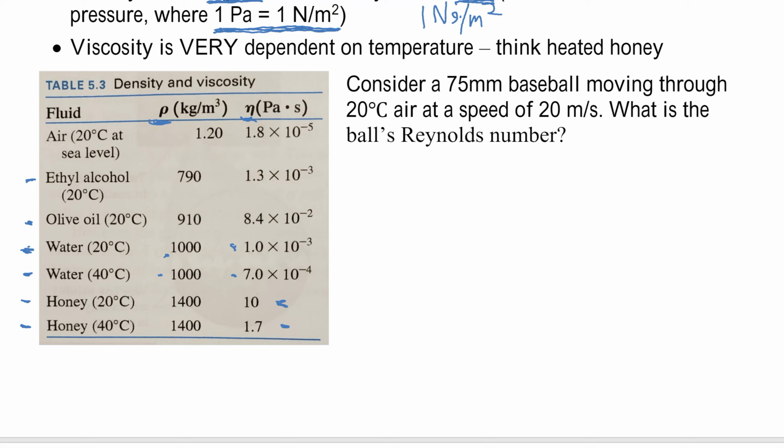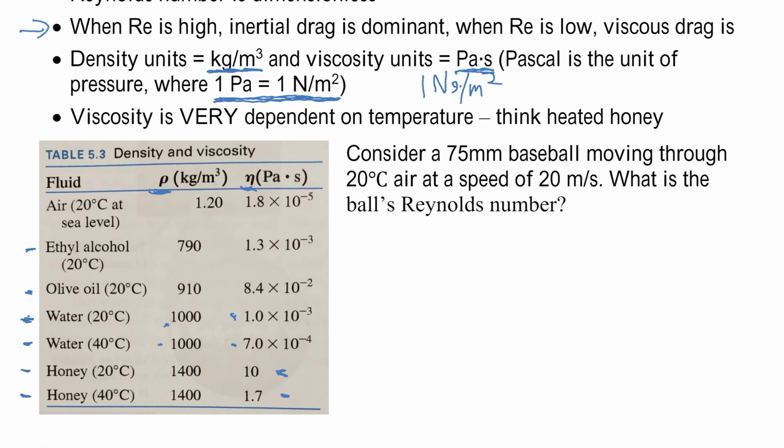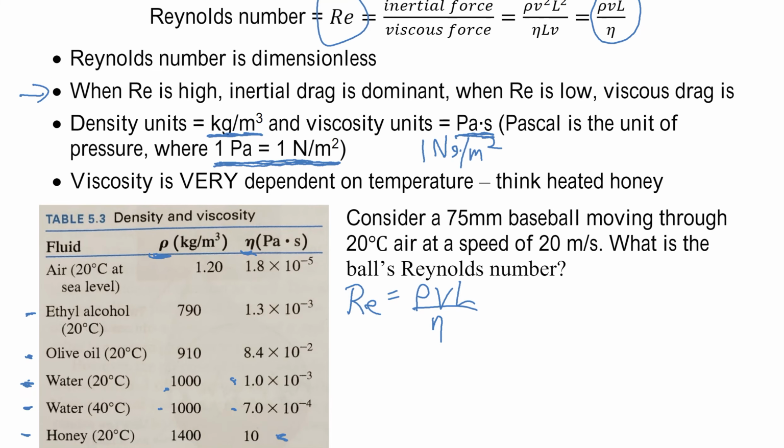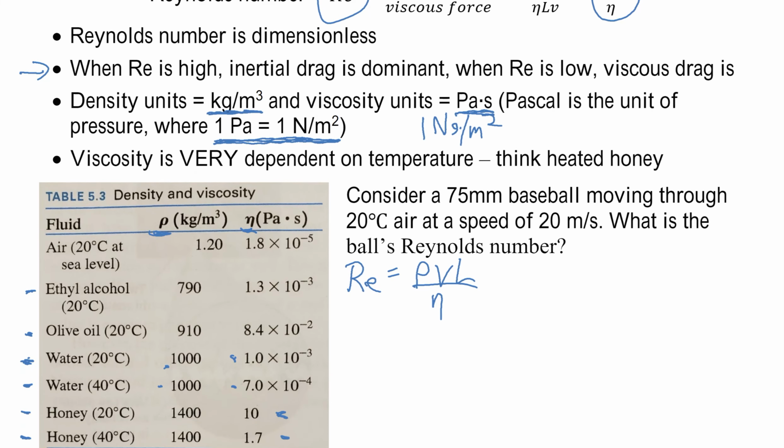So it got lower. Okay, so consider the 75 millimeter baseball moving through 20 degrees Celsius air at a speed of 20 meters per second. What is the ball's Reynolds number? So what do we got to do? Well, let's write down the equation. The equation was up here. So Reynolds number, Re, equals rho V L over eta. Now I can go back down and get my numbers.